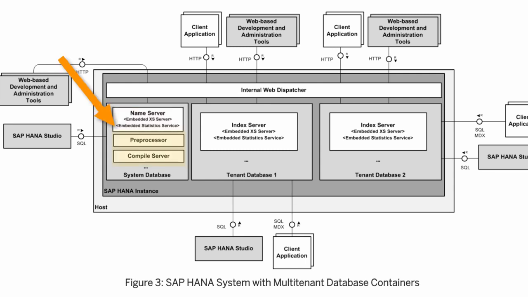Servers that do not persist data, such as the compile server and the preprocessor server, run on the system database and serve all databases. With persisting data, we mean that these servers do not require data to be saved to disk. Storage today can be of the traditional hard disk type or flash memory, so often the more generic term persistence is used. What matters is that the data persists or survives a loss of power. RAM memory, of course, doesn't.